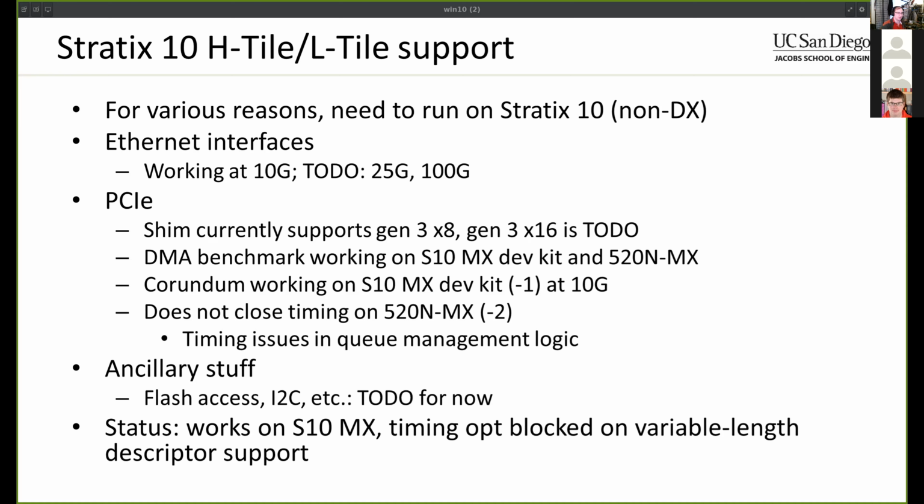All right. So moving on to the Stratix 10 H-tile L-tile support. For various reasons, we need to run on Stratix 10. As of last meeting, I had the Ethernet interfaces running at 10G. I made some progress on getting stuff running at 25G, but I'm going to table that for the time being. And 100G is the same kind of thing, tabling that for the time being. For PCIe, I got the shim working at Gen 3 x8, Gen 3 x16. I need to do a little bit more work.